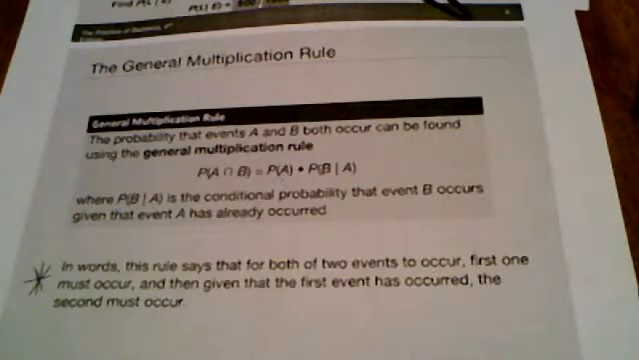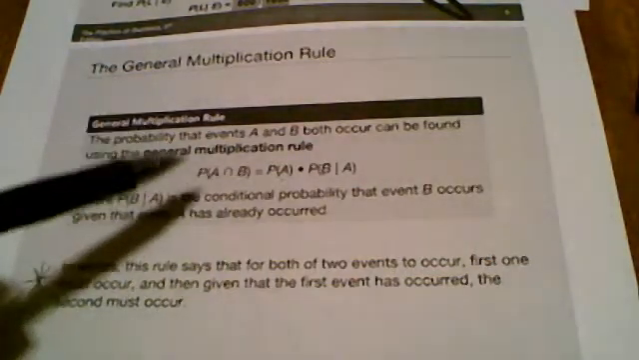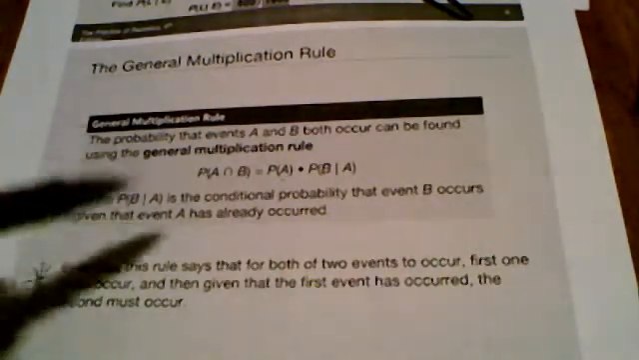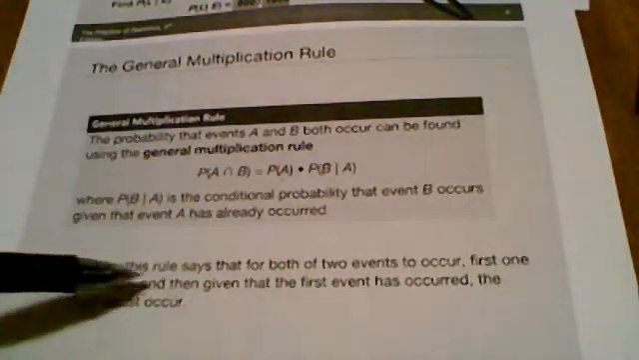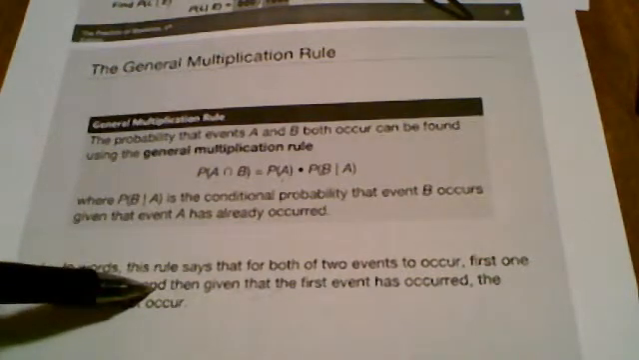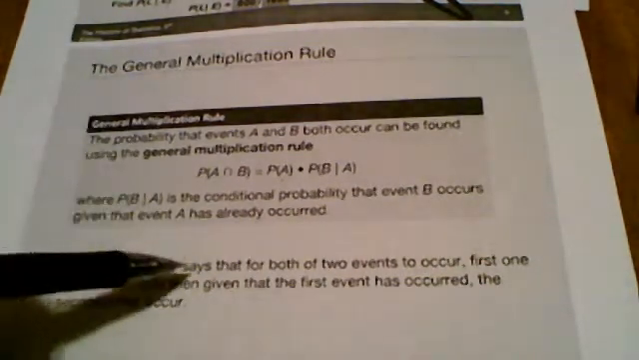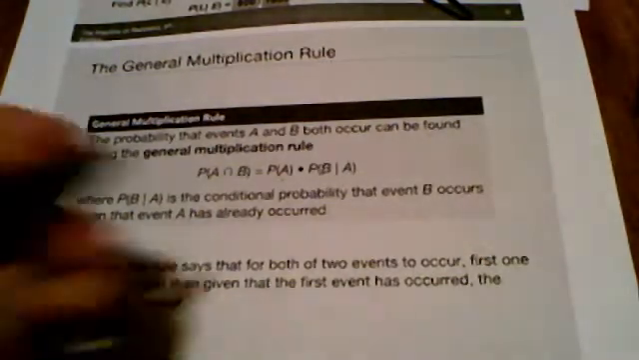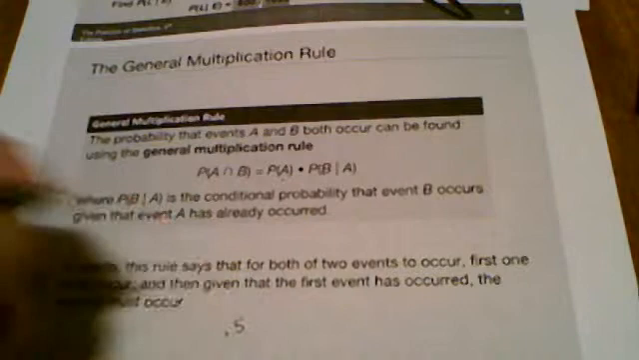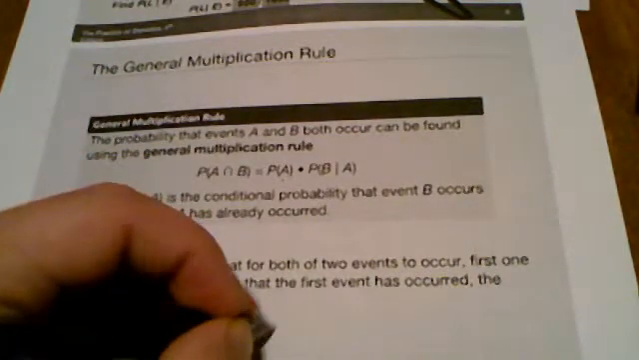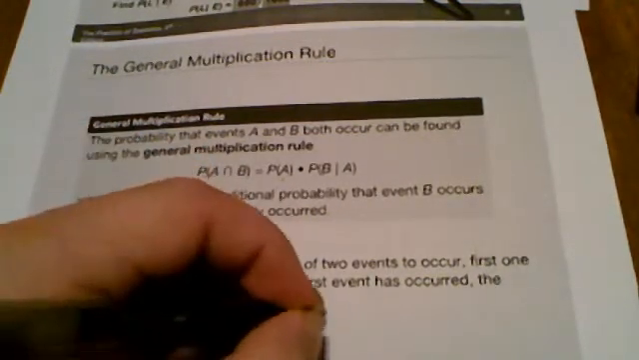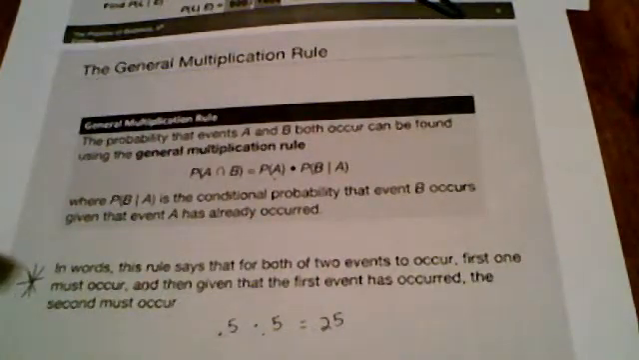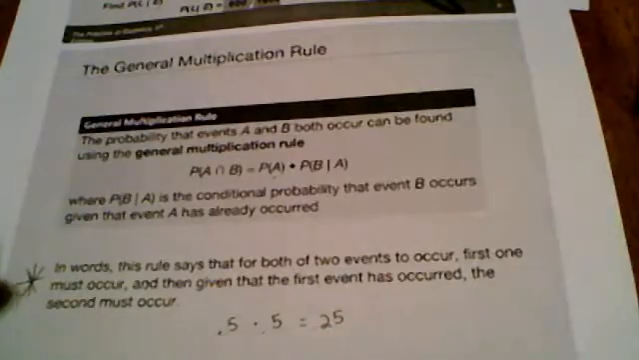So for instance, that would be like if you want to flip two coins and land on tails, there would be a 50% probability for the first one to occur, and then given that that's happened, there would be a 50% probability for the second one to occur. So to get both to occur, you would have 0.5 times 0.5, which is 0.25, and that would be the probability of getting two tails from two flips of a coin.